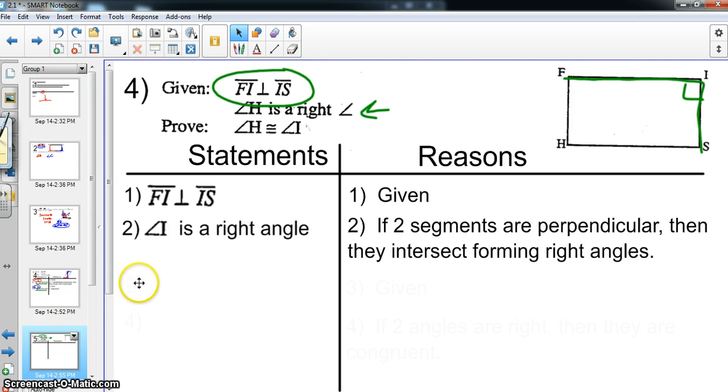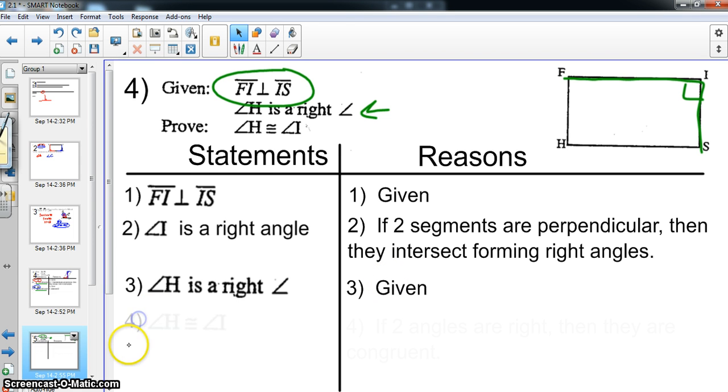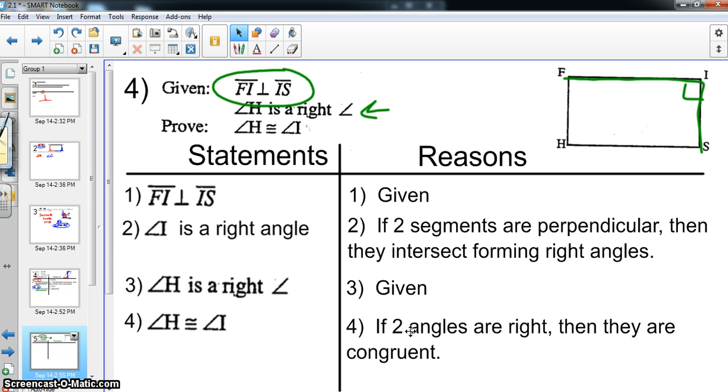We are already given another angle is a right angle, and that is given. And the same reason that we used in the last proof, we can state that the two angles are congruent, because if two angles are right, then they are congruent.